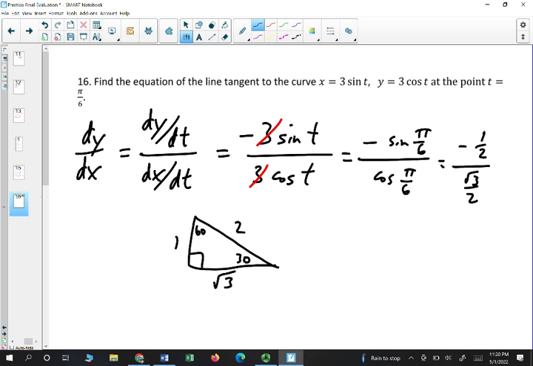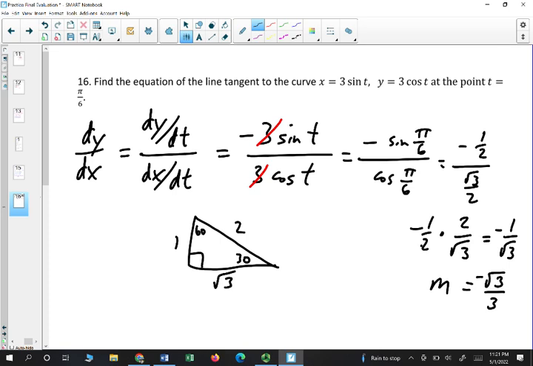And so what does that turn into? We have negative 1/2 divided by square root 3 over 2, which would be times the reciprocal. So the 2's would cancel, negative 1 over square root 3, which we could rationalize as negative square root 3 over 3. Okay, so that's our slope. dy dx, aka m, is negative root 3 over 3.